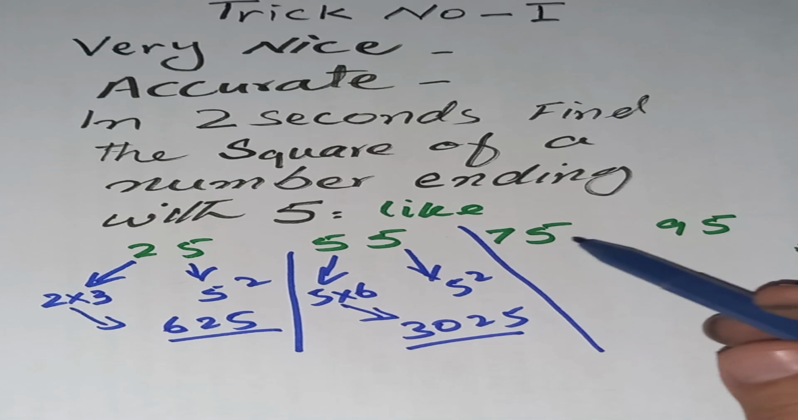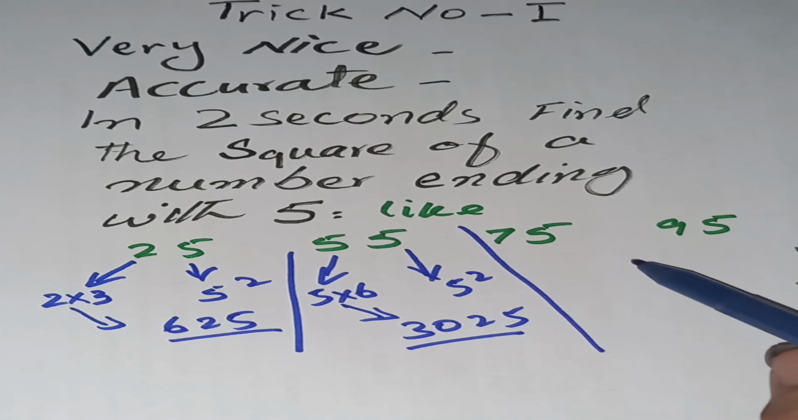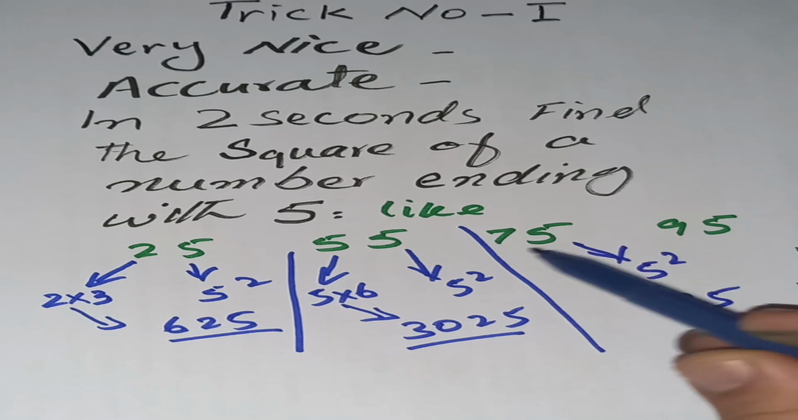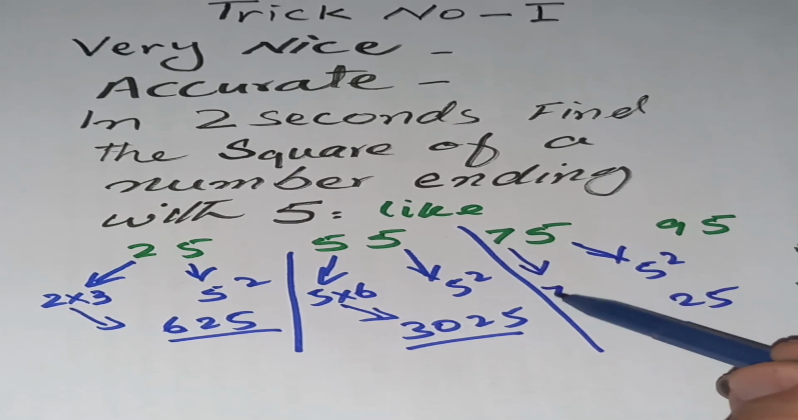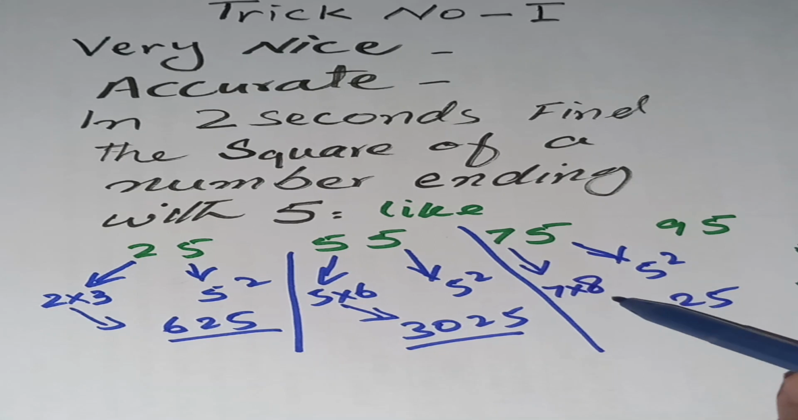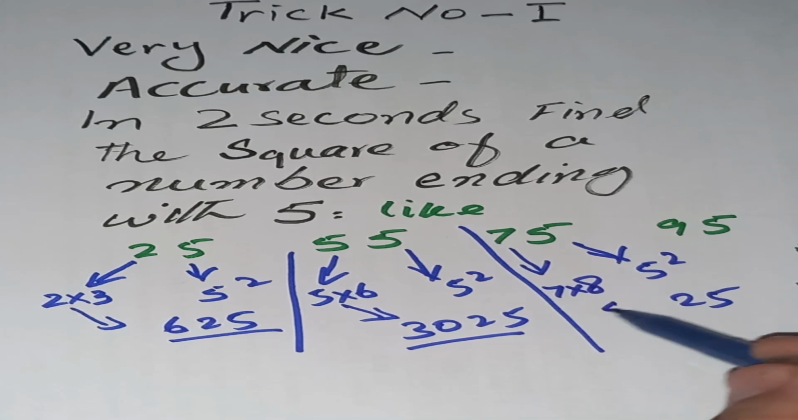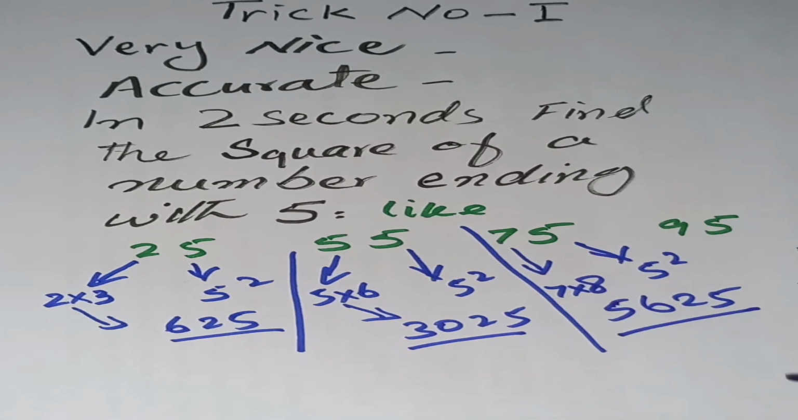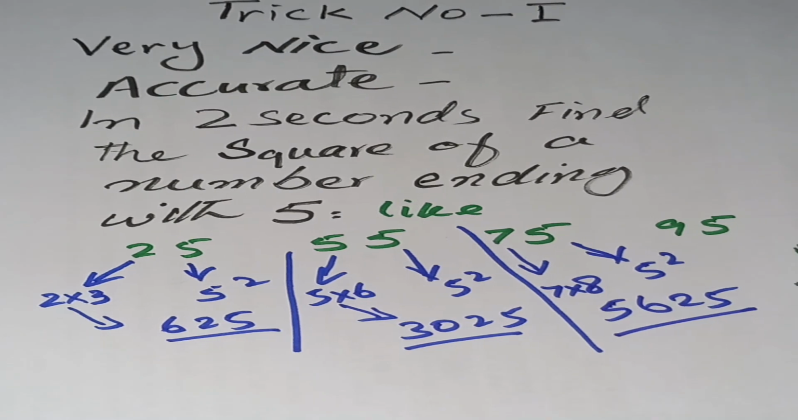Let's find the square of 75. First of all we take the square of 5, that is 25. Then 7 is to be multiplied with its next number, that is 8. 7 eights are 56. So this is it.